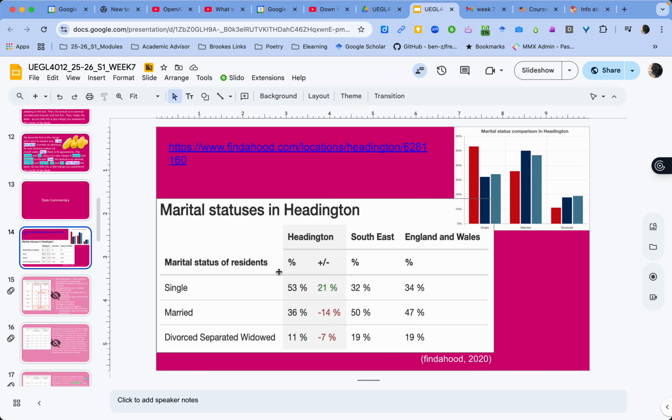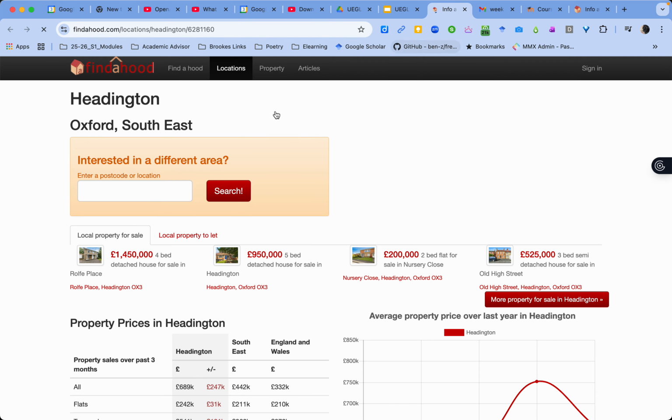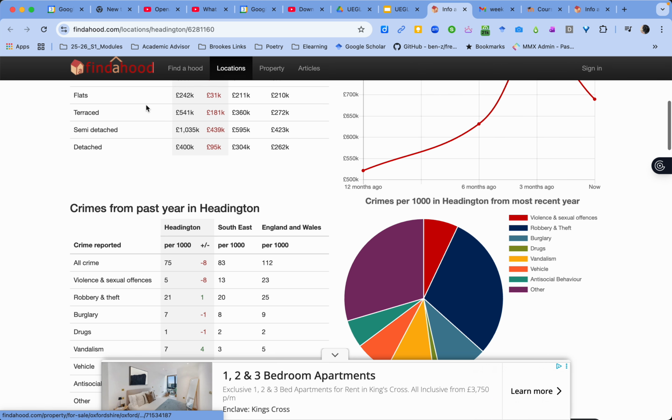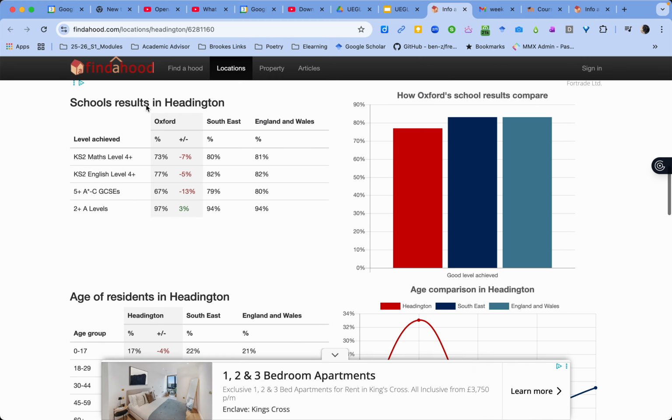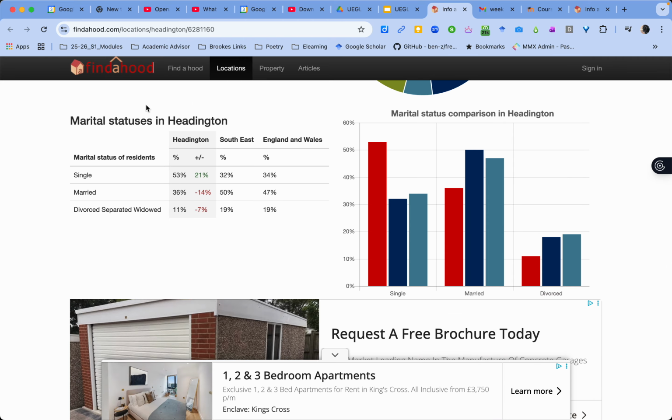So we're on slide 14 here, and I've added a link here. This website has got interesting facts and statistical information about various aspects of life in Headington. What I would do is ask them to present this information, on property prices, crimes, schools, age of residents, living arrangements, marital status, to the rest of the class.